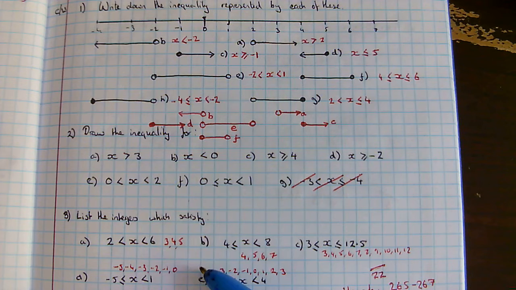Your solutions for your integer questions are down here. 3, 4 and 5, 4, 5, 6 and 7, all the numbers from 3 up to 12, minus 5 up to 0, make sure you don't include that 1, and here minus 3 to plus 3, making sure you don't include minus 4 or positive 4.